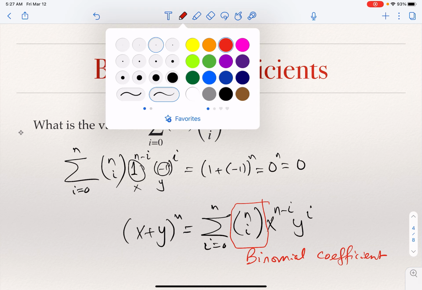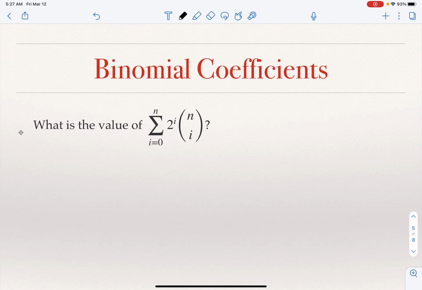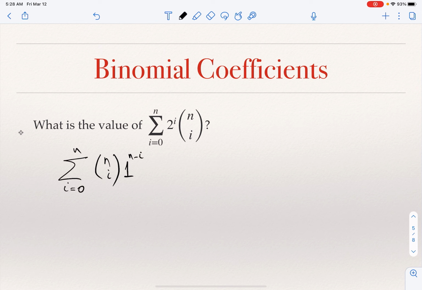Okay. Let's see one more example. What is this sum here? The sum from 0 to n of 2 to the I times n choose I. Same story. I can look at it and say, because I need to see x to the n minus I, y to the I, I'm seeing here something to the I, so what's missing is something else to the n minus I. So I can look at this as n choose I, and I can look at the 1 to the n minus I, 2 to the I.